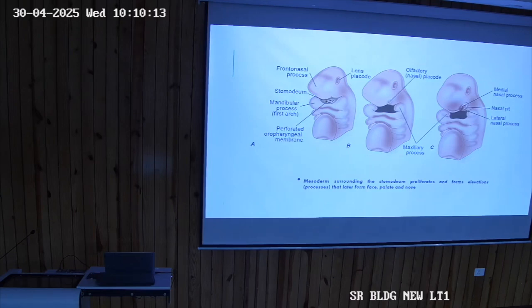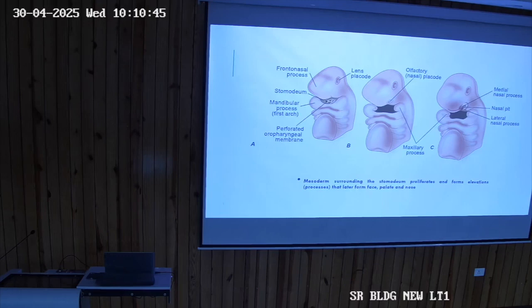So can you demarcate stomodium in this diagram? This central area, this is the stomodium. Right now it is lined by buccopharyngeal membrane. Then this buccopharyngeal membrane ruptures. Now there is swelling surrounding this stomodium. There is mesenchymal swelling here in the upper part, just below the forebrain vesicle. This is frontonasal process. There are maxillary processes which is formed cranially in the first pharyngeal arch.